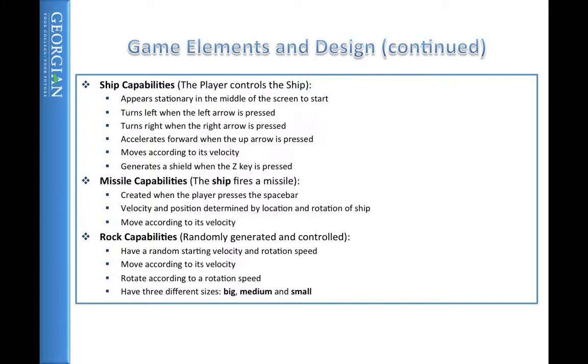So your ship capabilities, what are they? Well, it appears stationary in the middle of the screen to start. So that's the first thing you got to think about. These are all things that, almost from a storyboarding perspective, how your game starts. The ship can turn left when the left arrow is pressed and right when the right arrow is pressed. It's pretty simple. We've got to put it down, because these are capabilities for the ship itself. The ship accelerates forward when the up arrow is pressed to infinity. If you keep pressing this thing over and over again, it'll whiz by. You got to see it. Let's check it out.